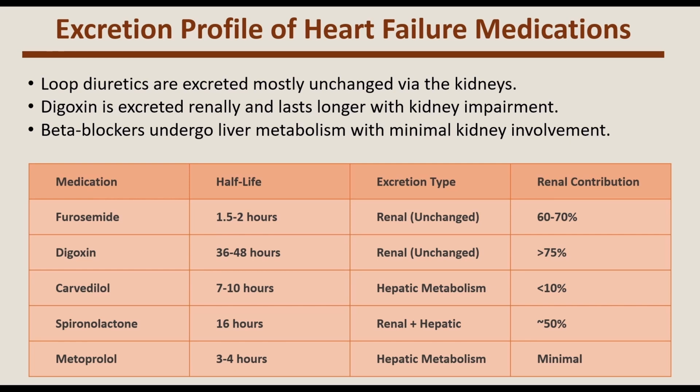Loop diuretics, like furosemide, are primarily excreted unchanged in the urine, with renal clearance accounting for 60% to 70% of elimination. Digoxin is predominantly excreted by the kidneys, with a half-life extended in patients with renal impairment. In comparison, beta blockers, such as carvedilol, are eliminated mainly via hepatic metabolism, with minimal renal excretion, making them suitable for patients with renal dysfunction. These pharmacokinetic properties underscore the need for individualized therapy to optimize outcomes in heart failure management.